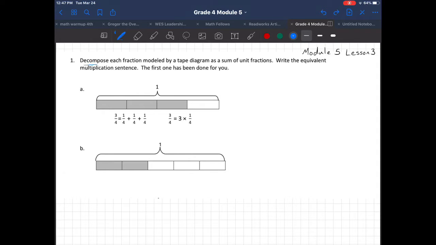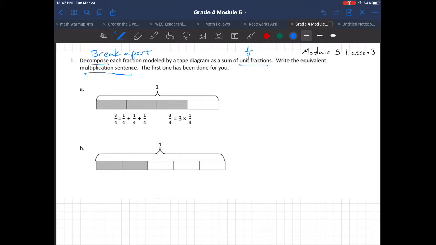It begins number 1, decompose each fraction. Decompose means break apart. Break apart each fraction modeled by a tape diagram as a sum of unit fractions. Unit fractions are those fractions with 1 on the top.